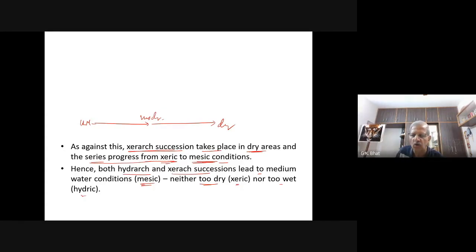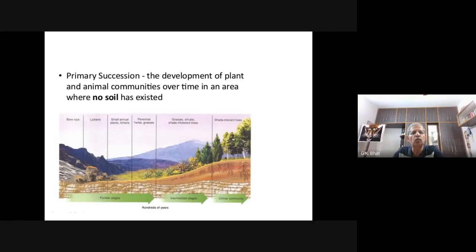Right? So, look here. This is the primary succession, whatever I was referring to, in rock areas. See, these are all rock areas, so dry. Nothing was there. All rock area. And you see that in such a rock area, a little bit of vegetation appears, because the lichens and mosses which start appearing secrete acid, which makes the rock get corroded, and it results in the formation of soil particles. Primary succession is the development of plant and animal communities over time in an area where no soil existed.